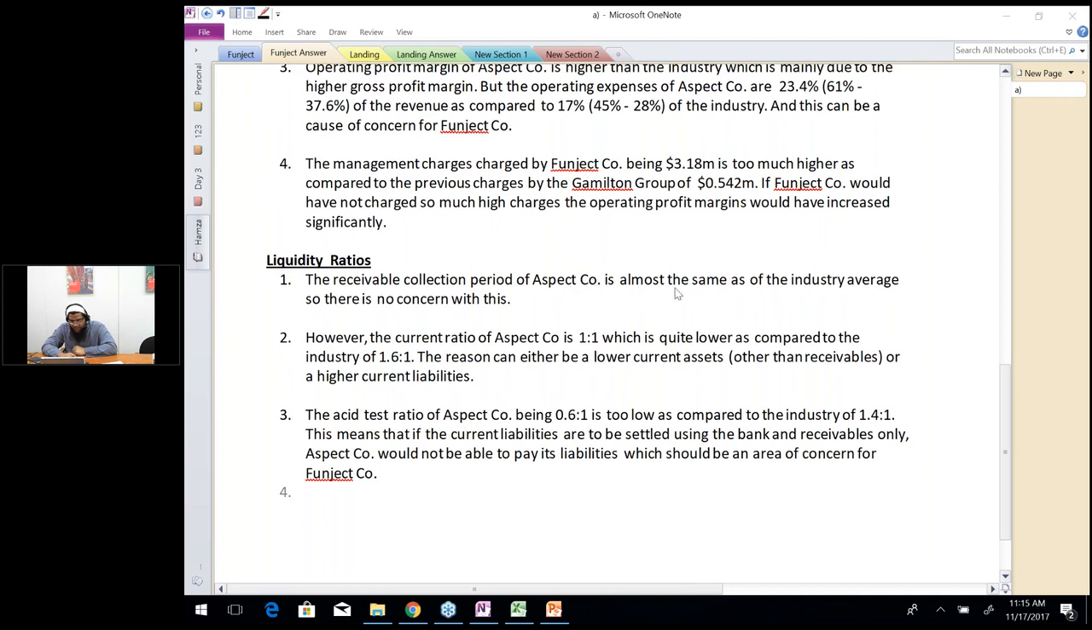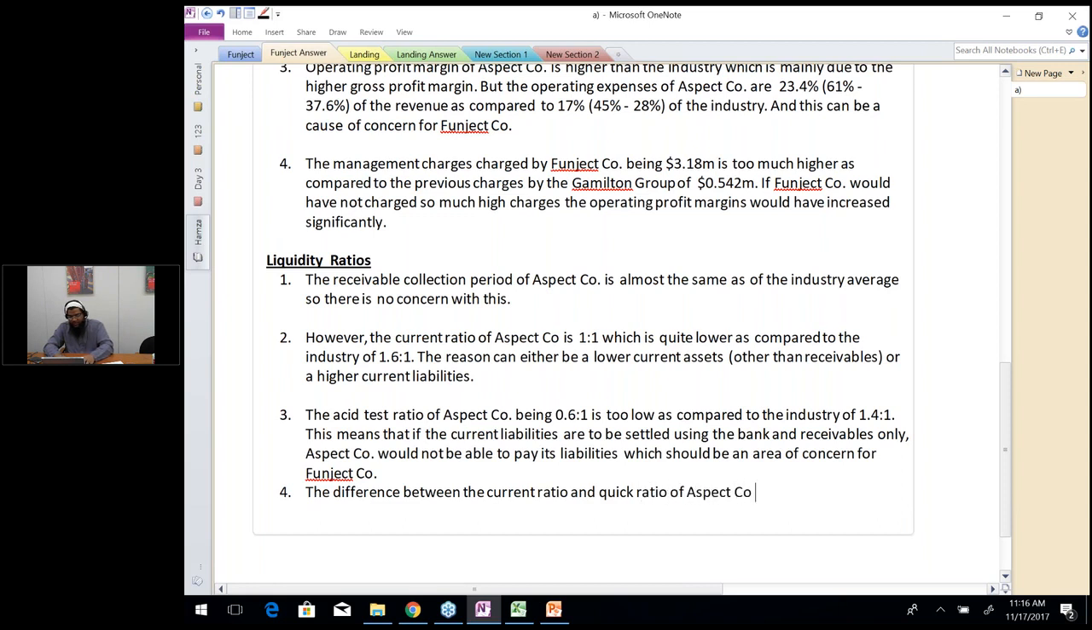Okay, Neeraj, yes, you are right. Yes, Hamza, you are also right. This is the next point that I'm going to write. I'm going to say the difference between the current ratio and quick ratio of Aspect company is 0.5:1, and that of the industry is 0.2:1.